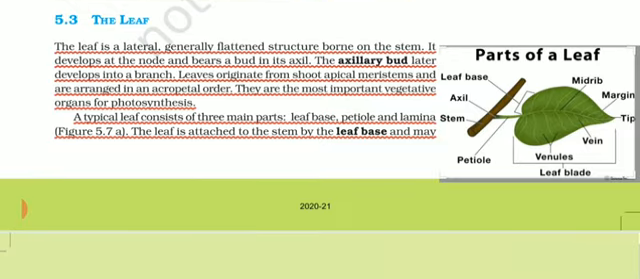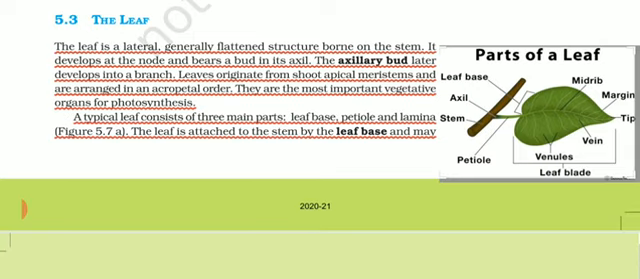Now let's come to the leaf, which is also known as the kitchen of the plant because it is the main part where food gets synthesized. Leaves are mostly lateral in location. They are very flattened, well exposed structures because only then can they trap sunlight and convert light energy into chemical energy. They develop at the nodes, right? And they have a bud in their axil, called the axillary bud.